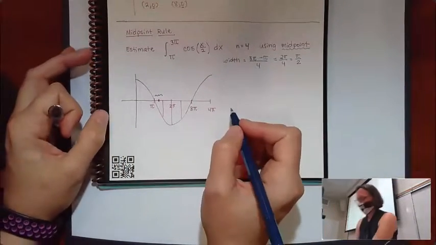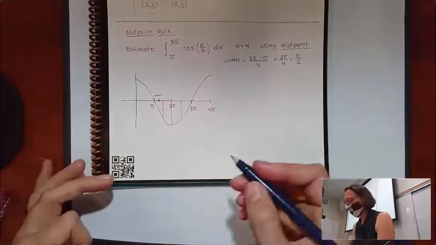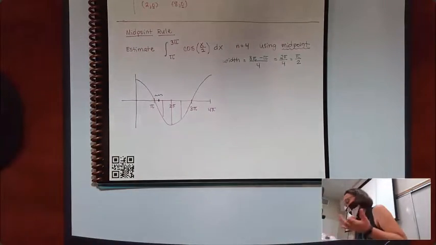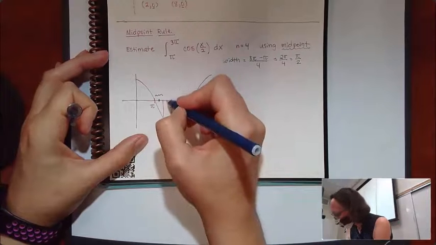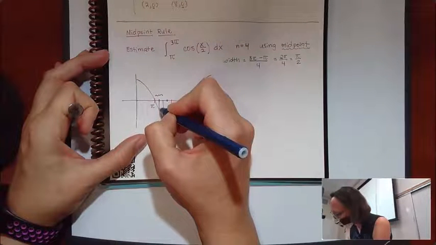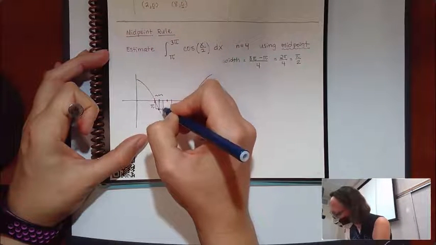I know I threw pies and fractions in the mix, but it's because I figured we might as well practice something a little bit messy. So at the midpoint of each of these intervals, I'm going to use the function to sample to get my height.